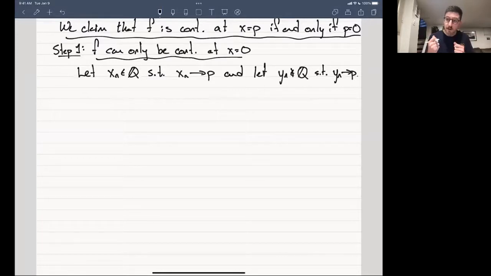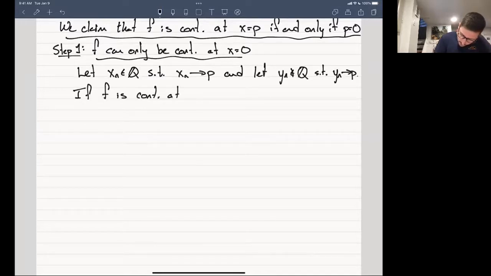The sequential criterion for continuity says that when I plug these things into my function, they are themselves going to converge to f of p if this thing is actually continuous at p. So if f is continuous at p, then now I don't need to separate this out. I don't need to know if p is rational or irrational. Let's just look at the sequences that are coming out of this thing.